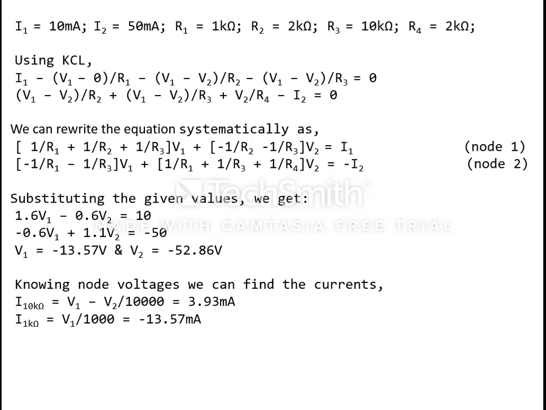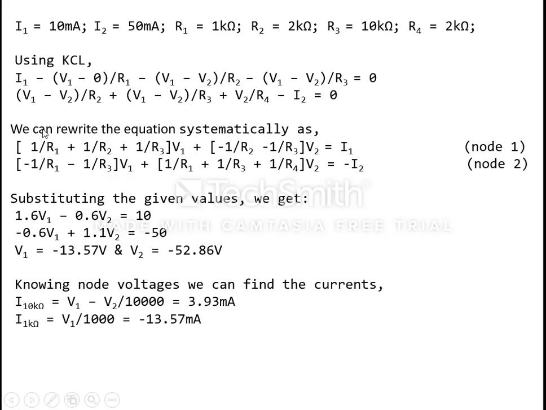And we can rewrite these equations. After rewriting the equations, you get (1/R1 plus 1/R2 plus 1/R3) V1 minus (1/R2 minus 1/R3) V2 is equal to I1 at node 1, and doing the same thing at node 2, you get this equation.